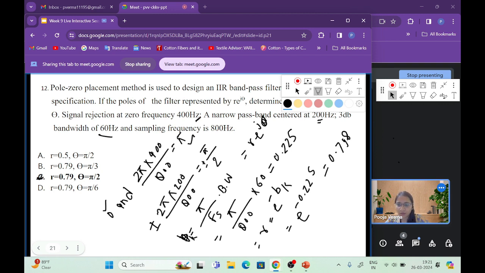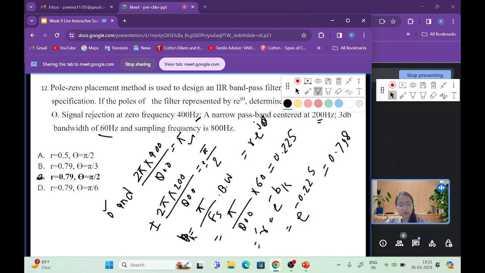In the pole zero placement method used to design an IIR filter, first we need to find out the location of the poles and zeros, and the angle at which the poles are placed, that is pi by 2. Now we need to find out the bk and r value.